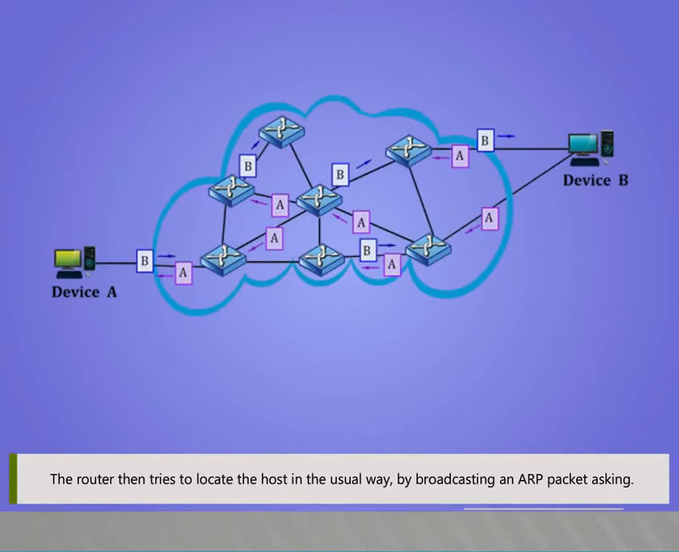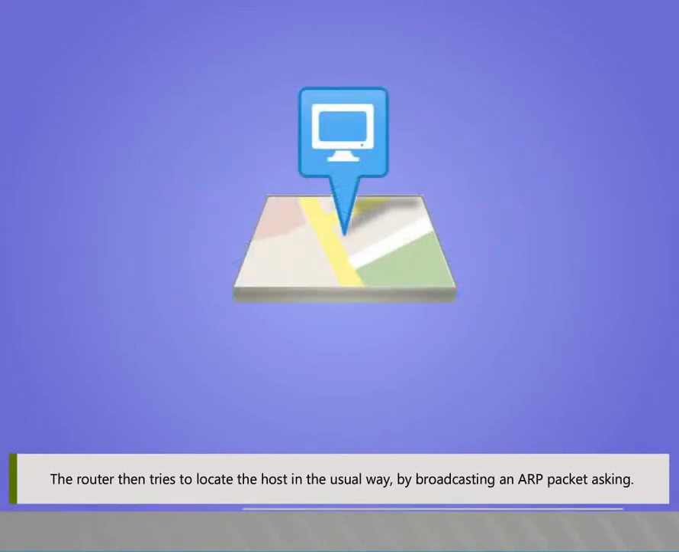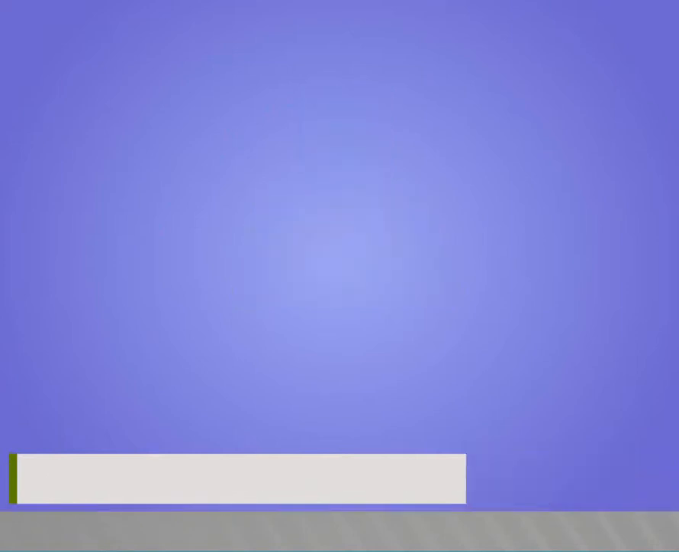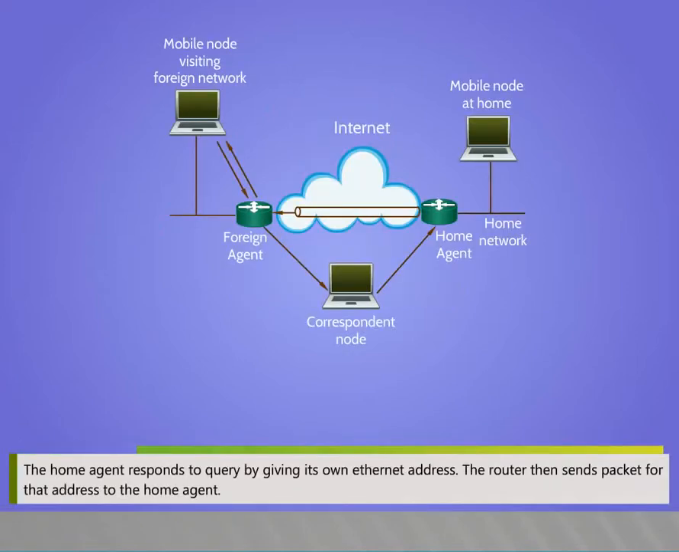The router then tries to locate the host in the usual way by broadcasting an ARP packet asking. The home agent responds to the query by giving its own Ethernet address. The router then sends packets for that address to the home agent.